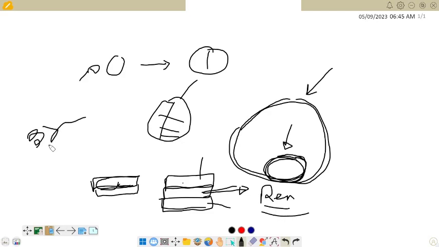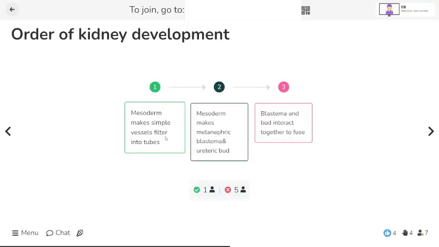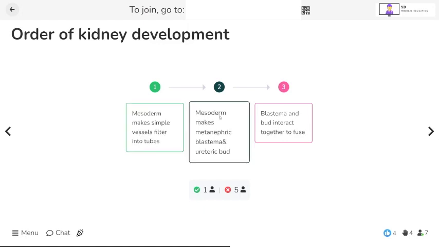Okay, let's go back to the question. The first step is that mesoderm makes simple vessels that filter into tubes. Like we said, it's the pronephros and mesonephros, which eventually die out, right? And then mesoderm still makes the third kidney. The third kidney is a little complicated. We'll talk about it, but it's formed of two different structures, called the metanephric blastema and the ureteric bud.